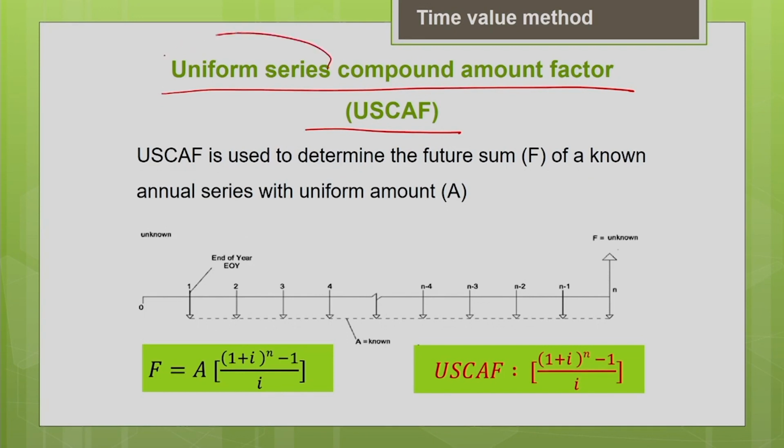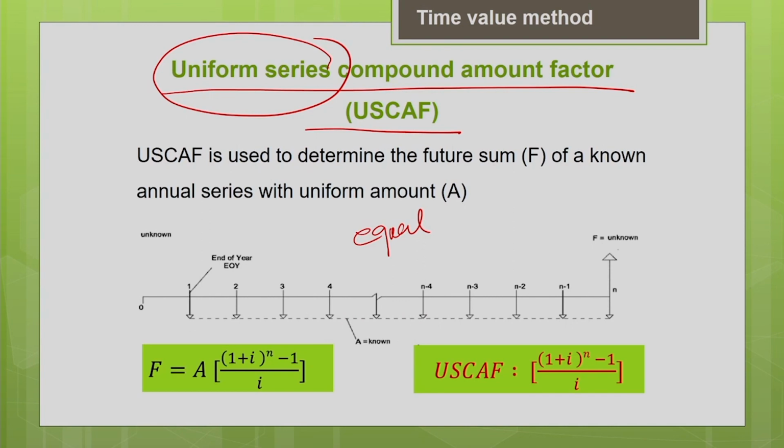Here we are going to consider only uniform series. Uniform series means in the series of cash flow, all the cash flows are equal in value. So note it very carefully, it is equal. All the individual cash flows are equal in value. A refers to the individual cash flow of this series of cash flow, and A is equal.